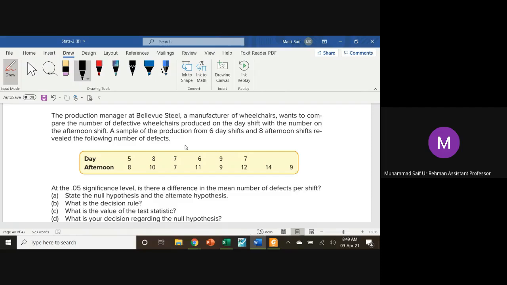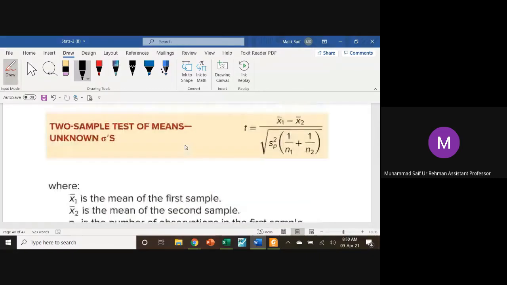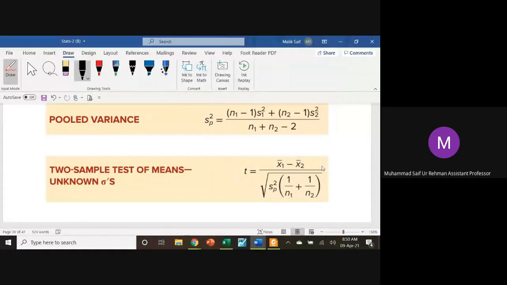And as there is no information regarding whether the unknown population standard deviations are equal or not, it's up to you, but normally we consider or assume that the unknown population standard deviations are equal. It means sigma 1 is equal to sigma 2. We assume this. So if we assume this, then the formula will be this. This will be the T statistic.